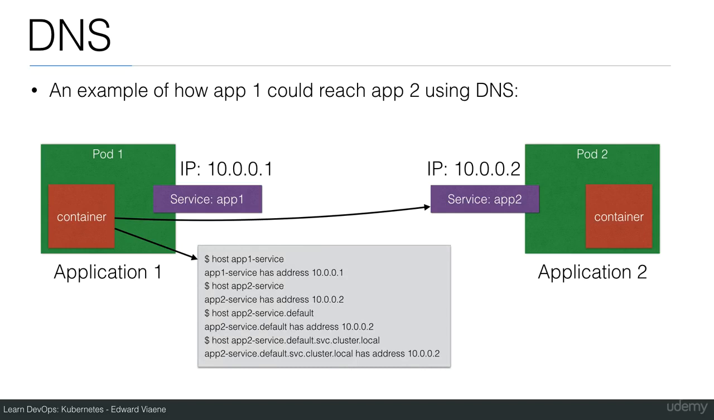If you would execute commands on the container of pod 1, for instance host app1-service, the name of the service, then you would get the IP address back, 10.0.0.1. This is the service discovery in action. You only need the name of the service to find the IP address of that service. If app1 wants to contact app2, it can do a DNS lookup on app2-service and it will get IP address 10.0.0.2. This is only going to work if both applications are in the same namespace.